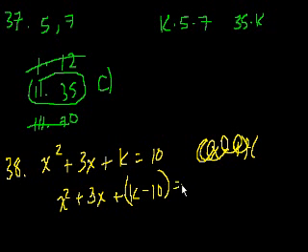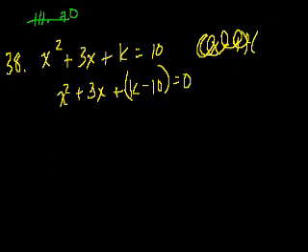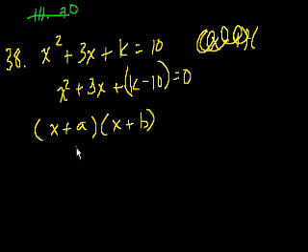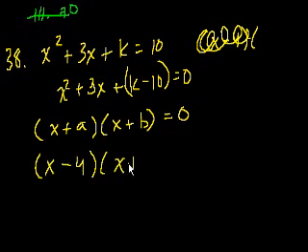K minus 10 is equal to 0. And you want to factor it, right? You could factor any quadratic. It's going to be x plus a times x plus b. And they're telling us that 4 is one of the solutions. So this x minus 4 could be a. So this would be x minus 4 times some other number, x plus b, is equal to 0.